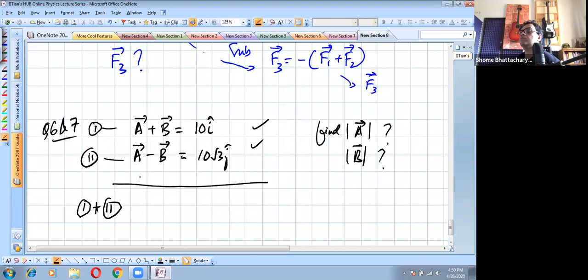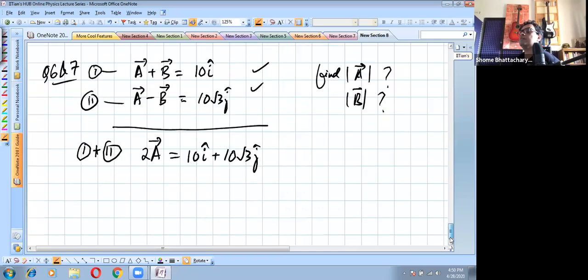equation 1 plus 2, if you do, you are having A plus B plus A minus B. So it becomes 2A on the left hand side. On the right hand side, you are doing the sum of these two. So it becomes how much? It becomes 10i cap plus 10 root 3 j cap.